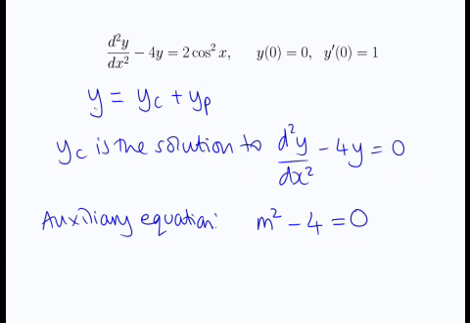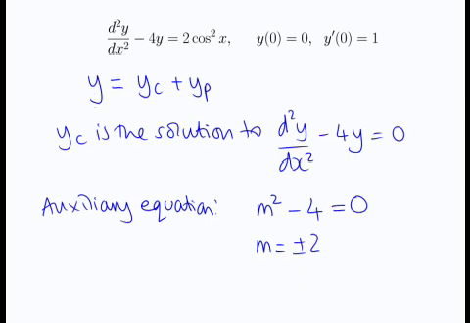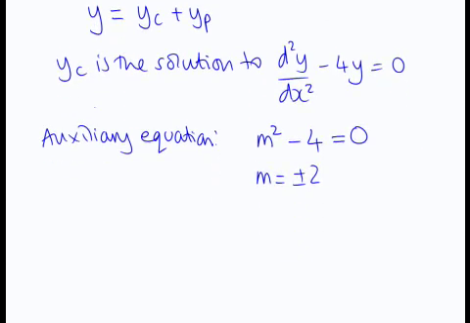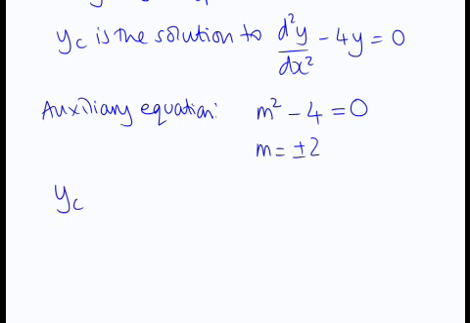That auxiliary equation is the result of substituting into the homogeneous equation the trial solution y equals e to the mx. I solve the auxiliary equation and get m equals plus or minus 2. Because those roots are real and distinct, the complementary function can take the form a e to the 2x plus b e to the minus 2x, where a and b are constants that we'll find later on.